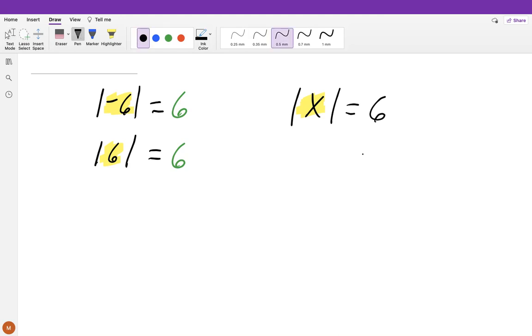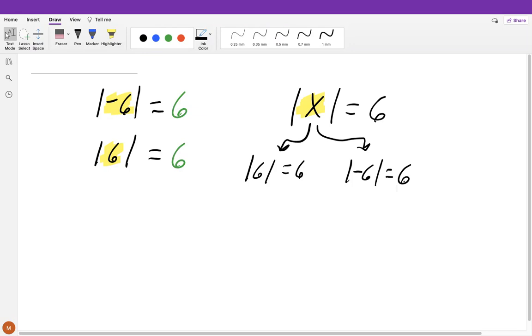But 95% of the time, 99% of the time, it's going to generate 2 answers, because we know that the absolute value of 6 is equal to 6, and the absolute value of negative 6 is equal to 6. So it's going to generate 2 solutions for us, because we can have a positive and a negative 6 inside that absolute value and still generate 6 as an answer. All right, so that is the most important thing.